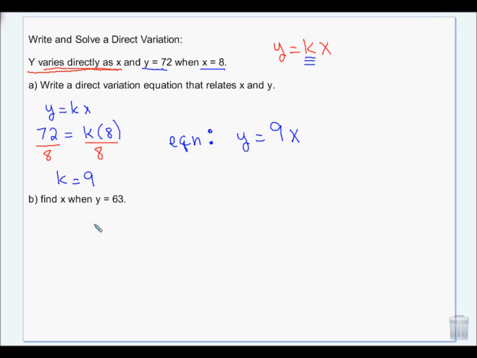Then I can use that equation that I found, and they want me to find x when y equals 63. So I have y, and I have k now. So I have y equals 9x. If I say 63 is equal to 9x, I can find out what x equals. I divide both sides by 9, so x would be 7.